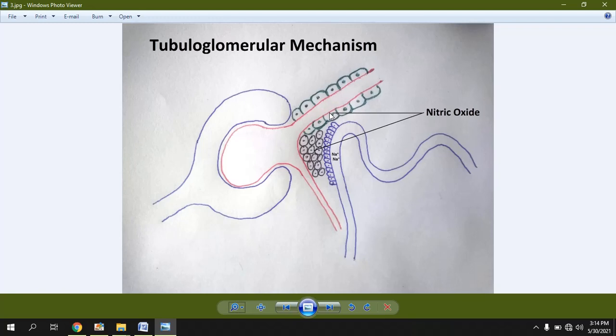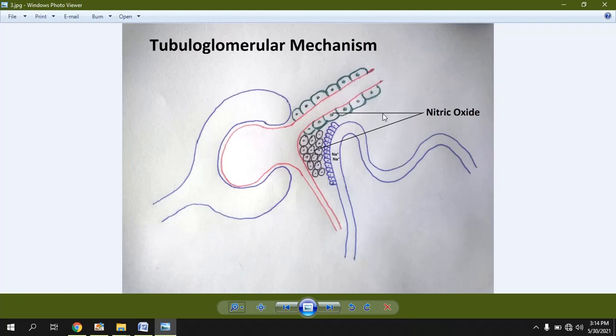When these cells decrease the amount of nitric oxide, what will happen? When the nitric oxide secretion is decreased, the relaxation of the arteriole will be decreased. Actually, the function of the nitric oxide is to relax the smooth muscles of the arteriole.